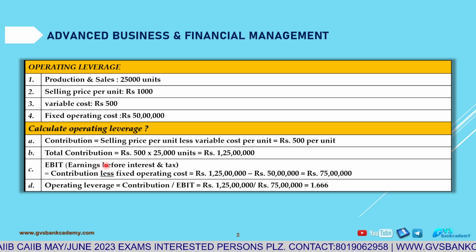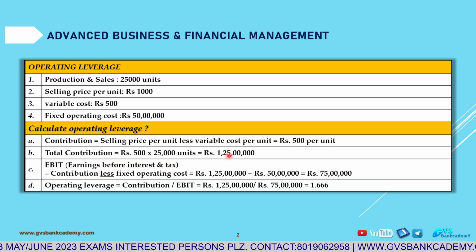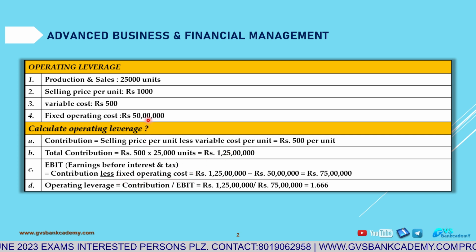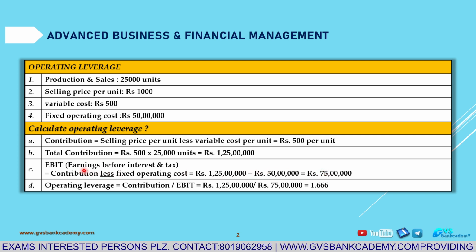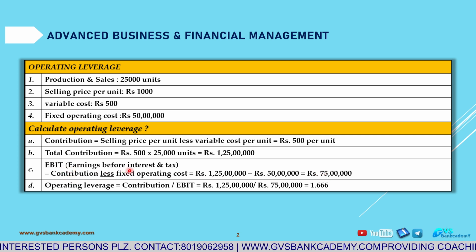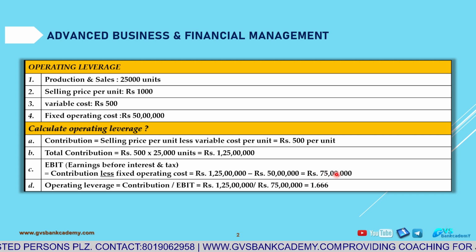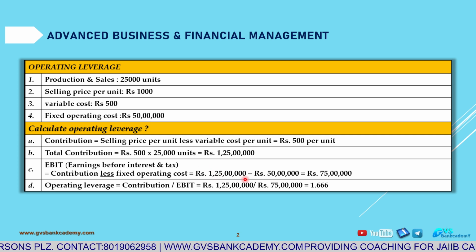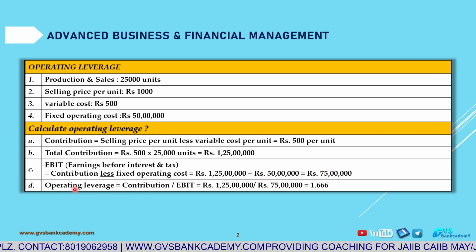Then EBIT, earnings before interest and tax. Contribution 1 crore 25 lakhs minus fixed operating cost of 50 lakhs. You will get EBIT of 75 lakhs. So what is the formula for operating leverage?